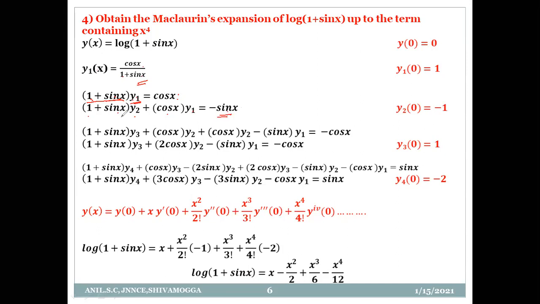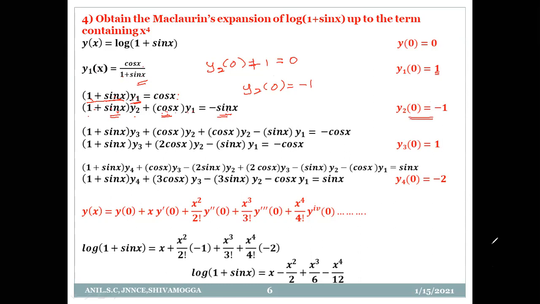Put x is equal to 0. When x is equal to 0, this will be sin 0. Sin 0 is 0. 0 plus 1 is 1. 1 into y2 is y2, y2 means y2 of 0. This is equal to cos 0 is 1 into y1. y1 is also 1. Cos 0 is also 1. 1 into 1 is 1 plus 1. This is equal to sin 0 is 0. Therefore, y2 of 0 is equal to minus 1.